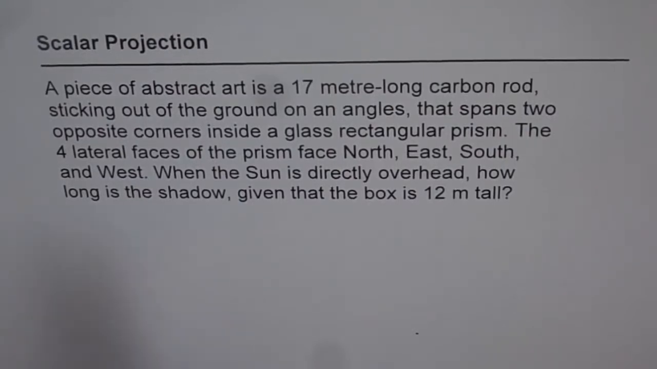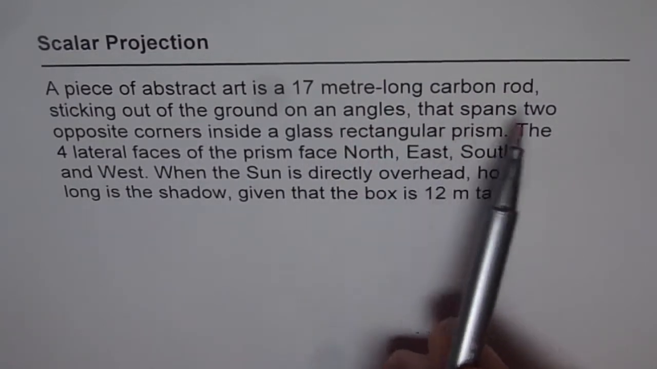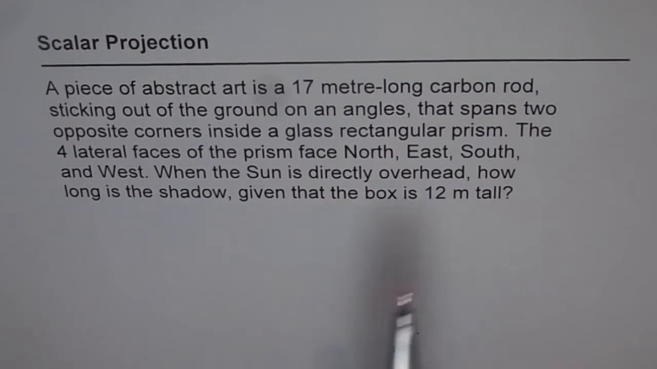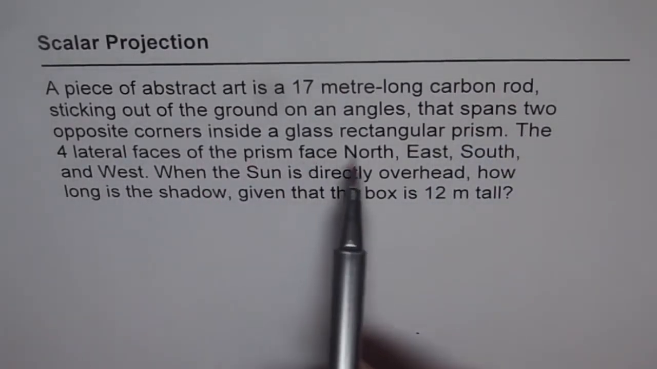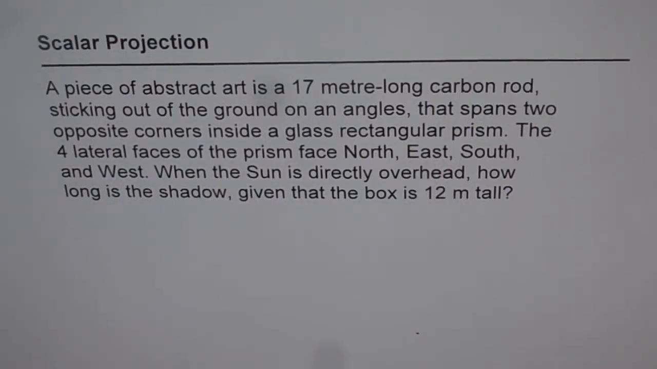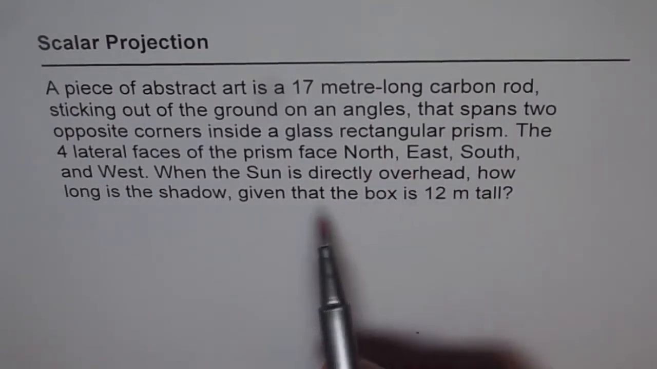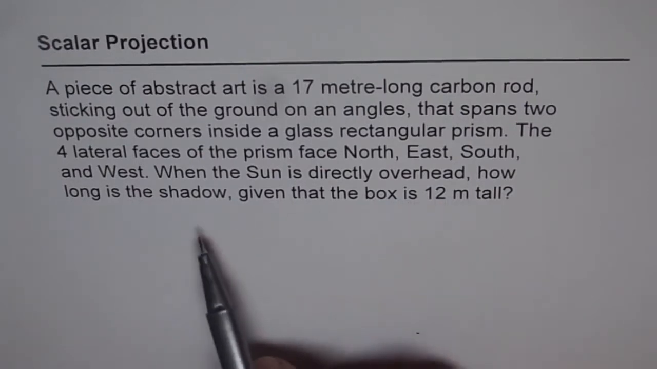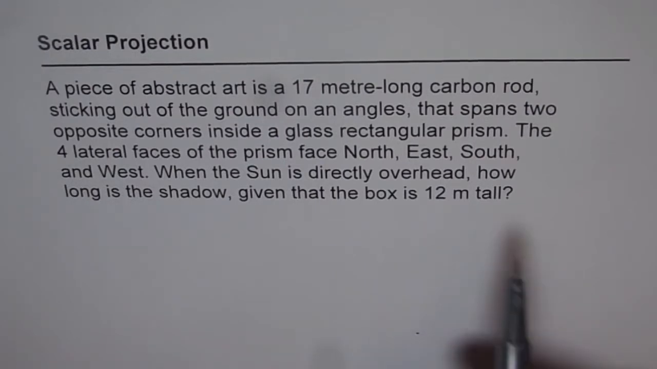Scalar projection. A piece of abstract art is a 17-meter long carbon rod sticking out of the ground on an angle that spans two opposite corners inside a glass rectangular prism. The four lateral faces of the prism face north, east, south, and west. When the sun is directly overhead, how long is the shadow? Given that the box is 12 meters tall.